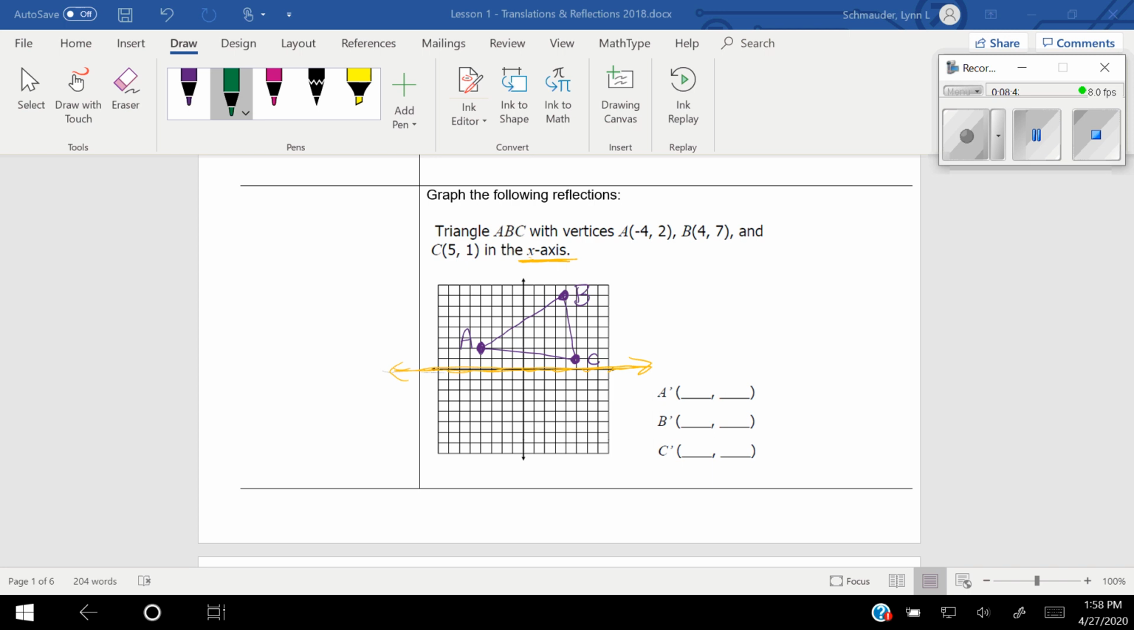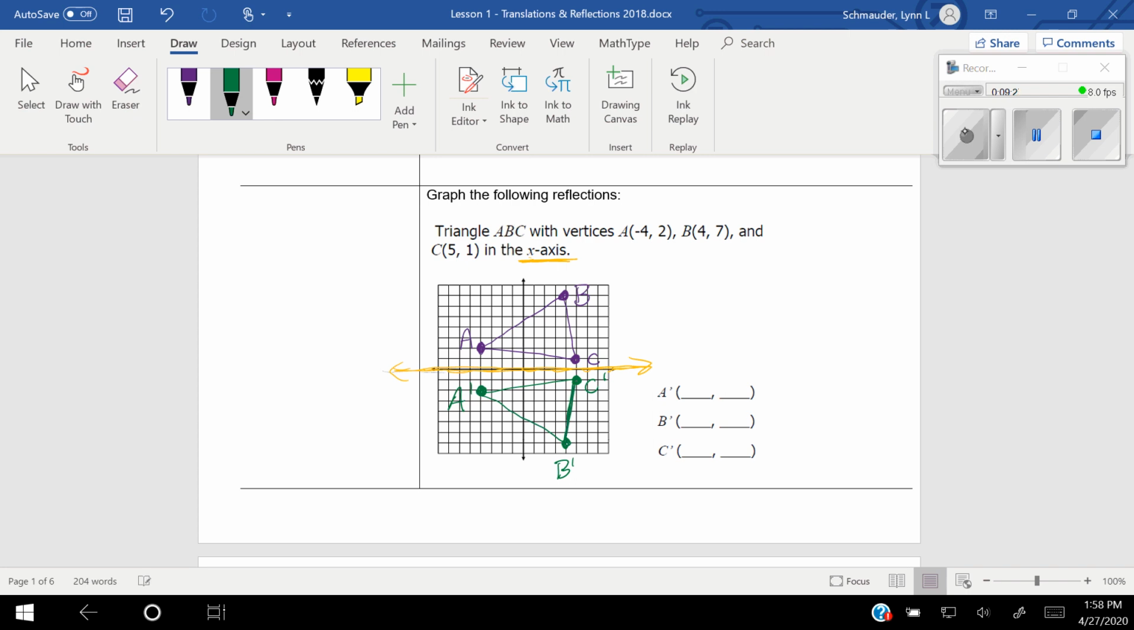So really what we need to do is put some points down here that are equidistant from this line of reflection. So we're going to start with A. It's 2 units above the line of reflection. So A prime is going to be 2 units below. B is, let's see, 1, 2, 3, 4, 5, 6, 7. So I got to come 7 down to get B. 1, 2, 3, 4, 5, 6, 7. So there's B prime. And C is above the line 1 unit, so it's going to be below the line 1 unit.